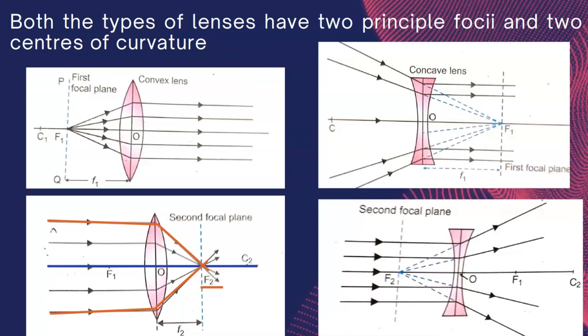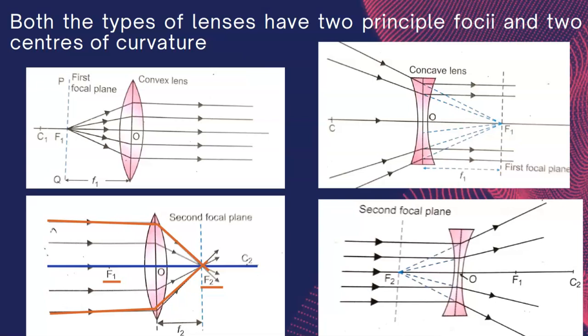Now, since there is a possibility that the rays might be coming from the left hand side as well as from the right hand side, every lens has two principal foci. The one on the right hand side for the convex lens is known as the second principal focus F2, as shown in the bottom diagram, while the one on the left is known as F1, that is the first principal focus.